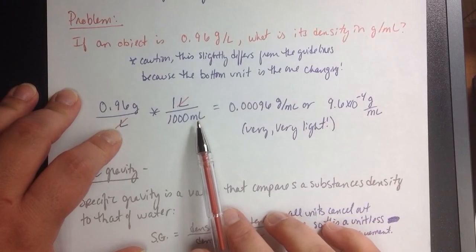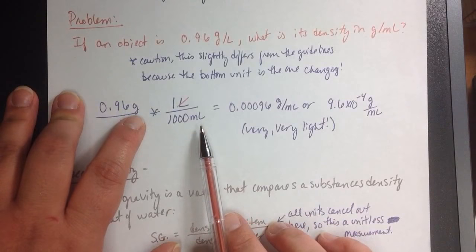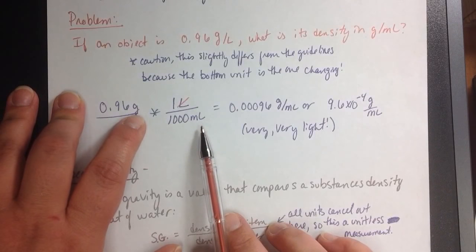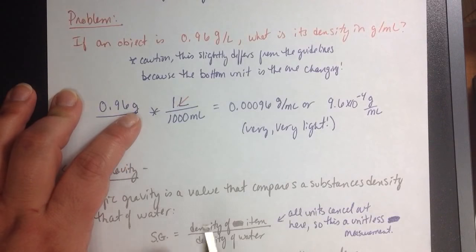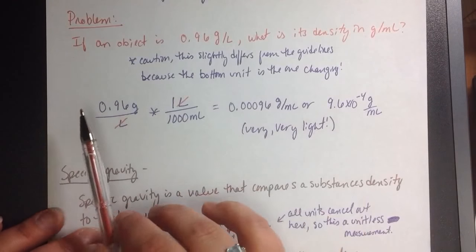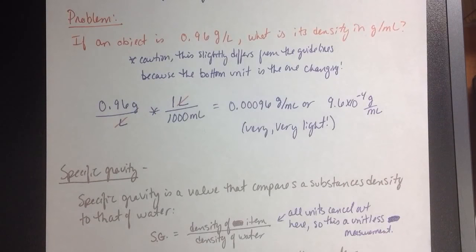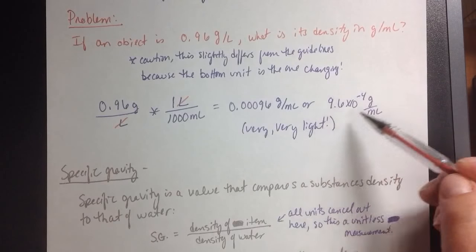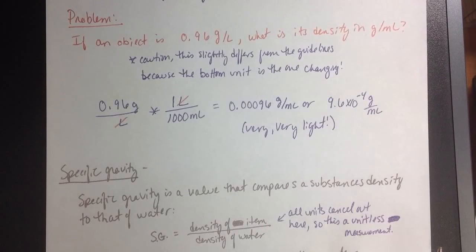So see what I mean by that can help you cheat? Because if these cancel out, grams is on top, milliliters on bottom, and guess what? That's exactly what it tells you that you're supposed to get. That's a way to sort of tell. Okay. So once you take 0.96 divided by 1,000, this would be your answer. Or in scientific notation, it would be like this. In other words, it's very light.